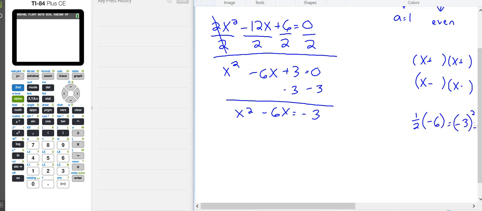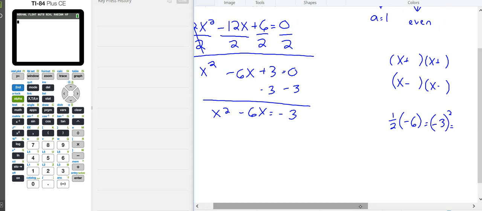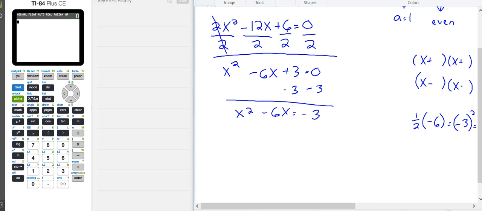And then we're going to square that value. Negative 3 squared is positive 9. We're going to add that number to both sides of the equation. So plus 9 and plus 9. X squared minus 6x plus 9 is equal to negative 3 plus 9. Negative 3 plus 9 is 6.